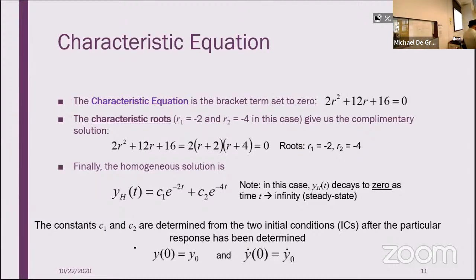So if we have the characteristic equation, we can understand what the natural dynamics of the system look like based off of the characteristic roots. That's the important thing. So we're going to need to be comfortable with getting the roots of these characteristic equations.